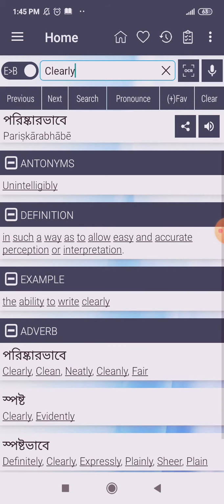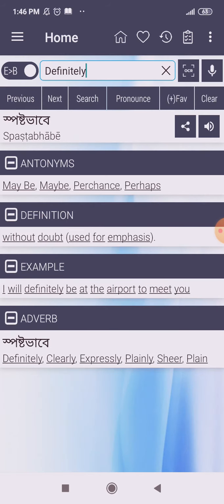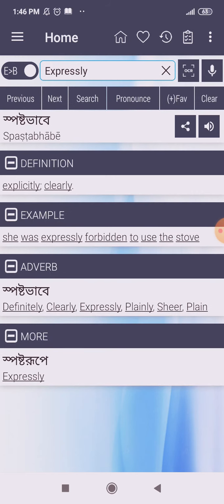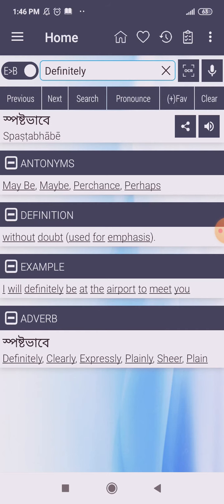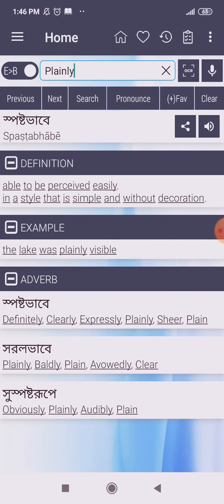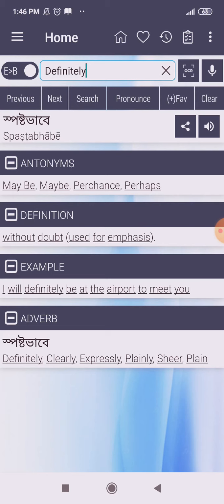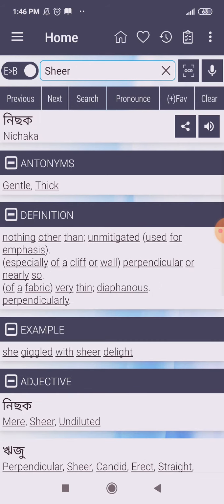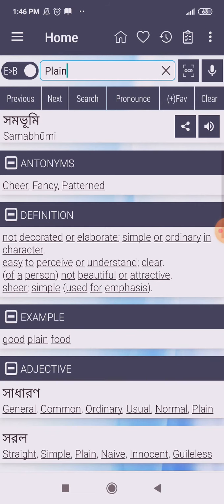Firstly, clearly. The second is expressly. The third one, plainly. The next one is sheer, and the last one, plain.